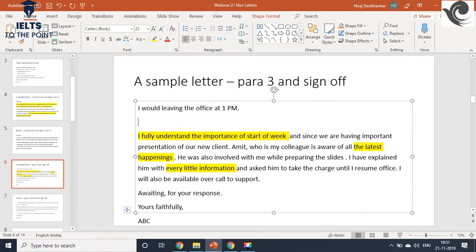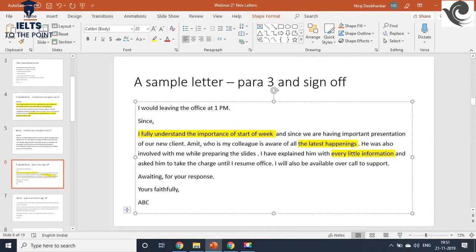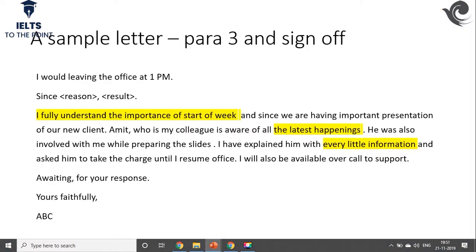If you're using a sentence with since, just to give you an idea, you should have since, reason. I'm sorry, no comma after since, but after the reason, and then you should write the result, then full stop. In this case, this person does not do any of these things, and that's why it's an issue. All right.